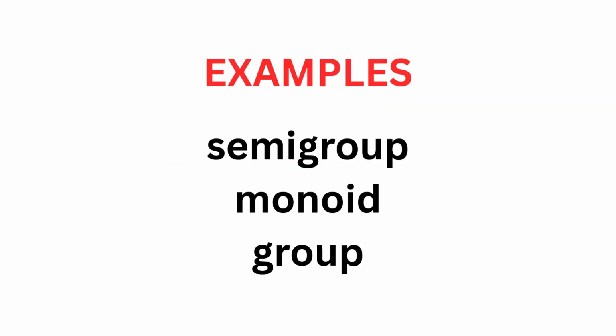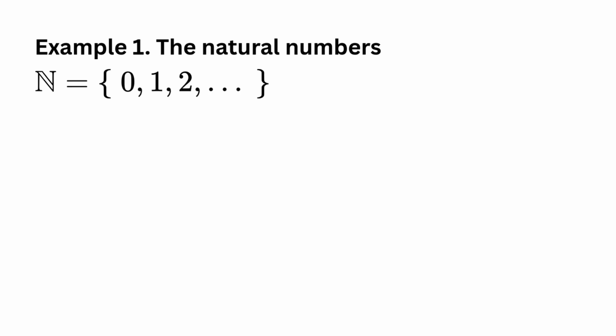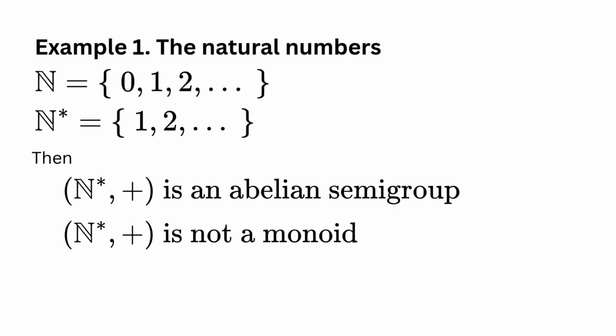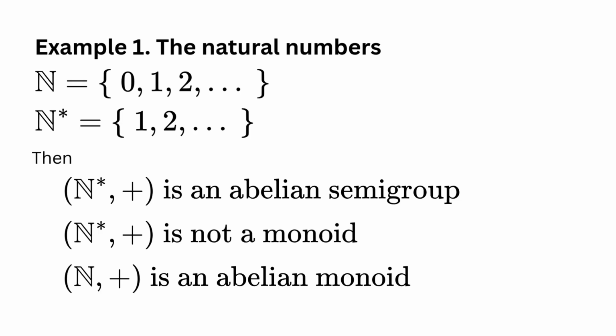I will list a few examples of the structures mentioned above. Example 1. Let N be the set of natural numbers, and N asterisk the set of non-zero natural numbers. Then, N asterisk equipped with the operation of addition is an abelian semigroup since addition is associative and commutative. However, it is not a monoid since it does not contain the zero number.